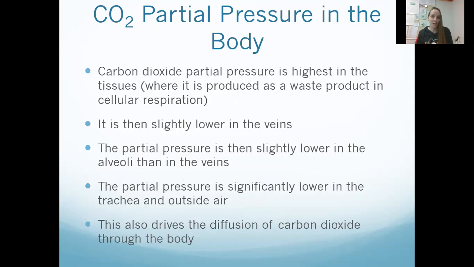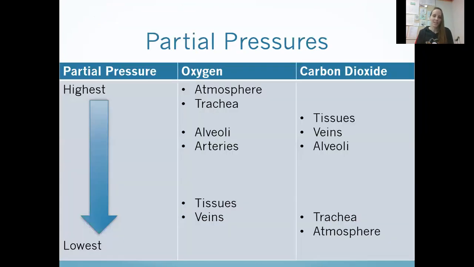Carbon dioxide partial pressure is always highest in the tissues because carbon dioxide is constantly being produced as a waste product of cellular respiration. It's then going to be a little bit lower in the veins, and then lower still in the alveoli, and as we said, lowest in the atmosphere. So again, the diffusion of carbon dioxide from your tissues into your veins, into your capillaries, into the alveoli, and then eventually into the atmosphere is all just driven by carbon dioxide moving from areas of high partial pressure to low partial pressure. And that's just summarized in this chart here.